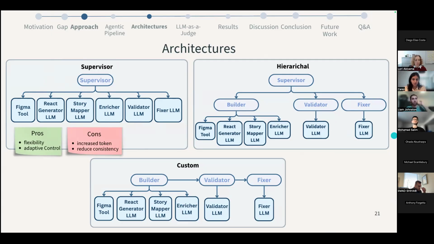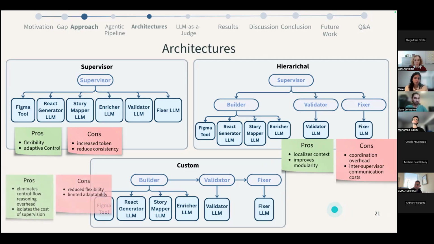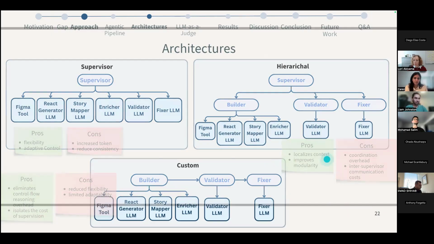The second architecture is the hierarchical architecture, where control is distributed across multiple supervisors, in this case, the builder, the validator, and the fixer ones. In here, we localize the context and improve the modularity, but it introduces coordination overhead and communication costs between supervisors. And finally, we have the custom architecture, where we remove the supervisor reasoning altogether. This workflow is encoded deterministically, and transitions are triggered directly. This eliminates the orchestration overhead and allows us to isolate the cost of supervisory reasoning altogether.